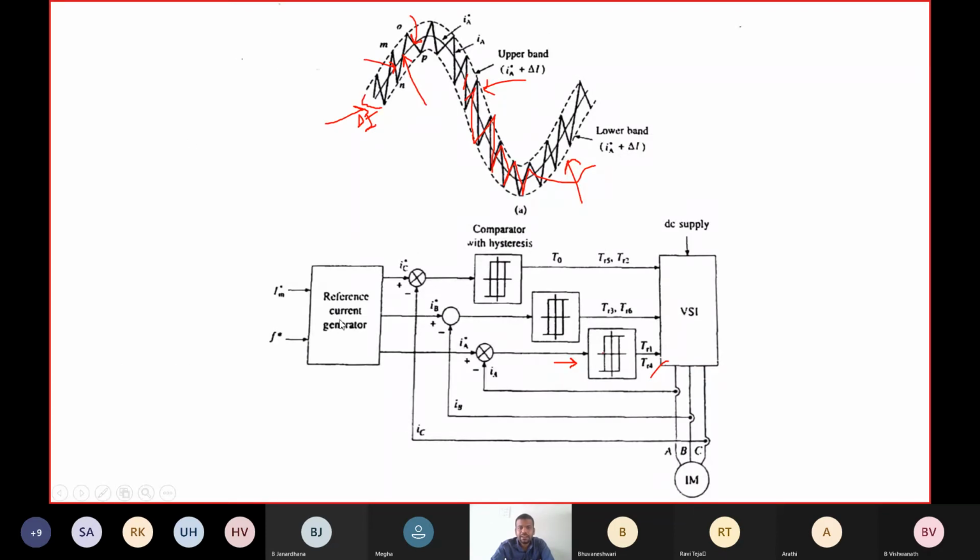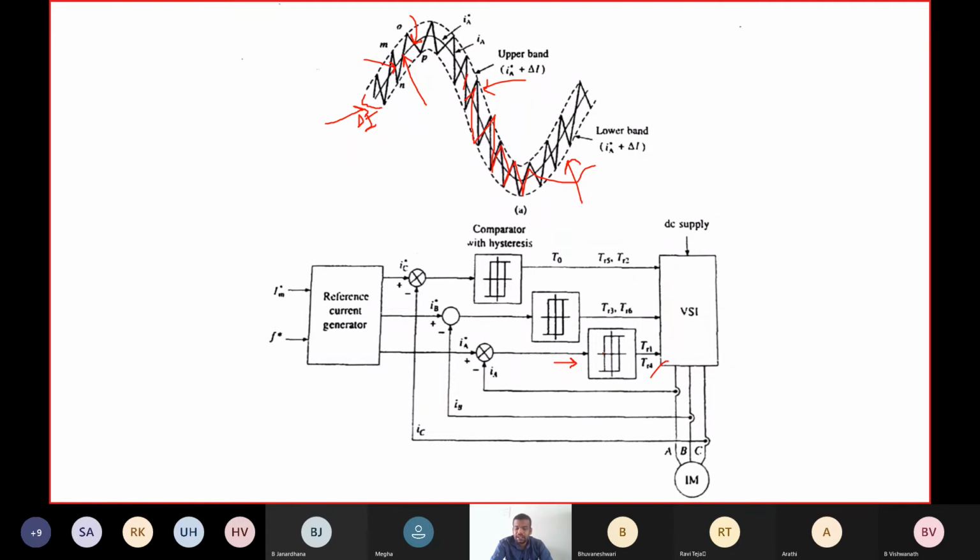Here we have the reference current generators. What is meant by reference current generators? Here we feed IM star and IF star. The IM star is called our current amplitude command, and F star is our frequency command. These are fed to our reference current generators.